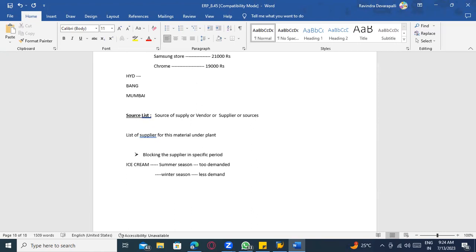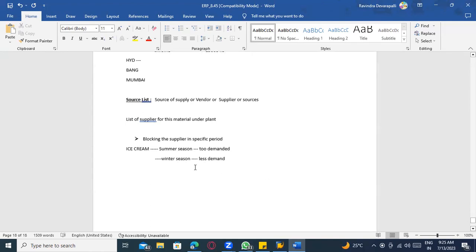When it is summer season, it is very difficult to get the ice cream from the suppliers. So even if it is costly, because we need to maintain some standards, even if it is expensive, I'm buying from the one vendor who is giving it in the summer season also. But the regular vendors may be okay.